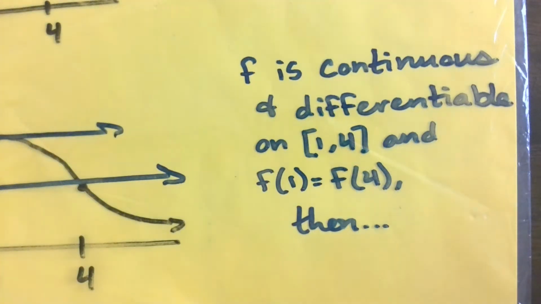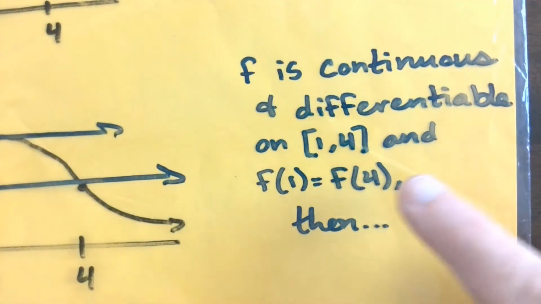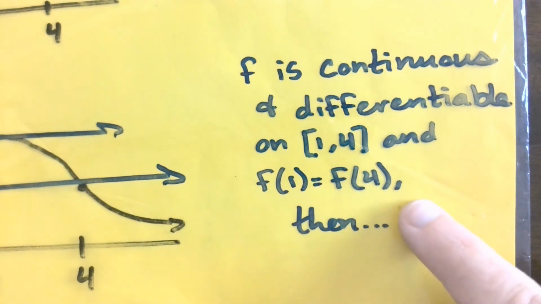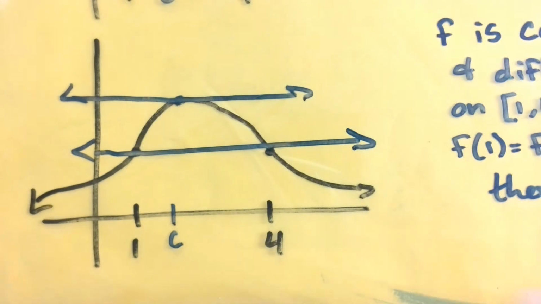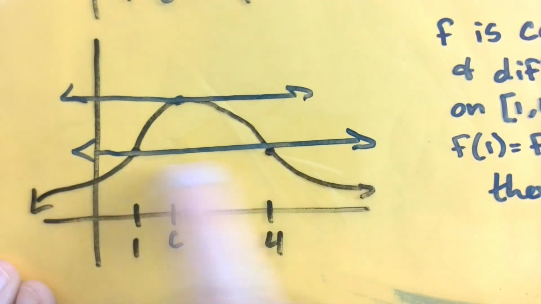So for example, if we knew that f was continuous and differentiable on 1 to 4, and we knew f of 1 equaled f of 4, so it looks something like this, where f of 1 is the same as f of 4, then we know the slope between those two is 0, so there has to be some c value that has an instantaneous slope of 0. More or less, it has to have a min or a max somewhere.